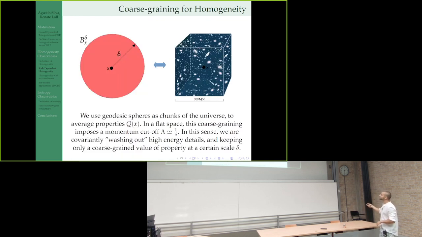So, as I said, we want to do this covariantly and using the only two tools we have. So our chunks of the universe, if you have an emergent universe like in CDT, is going to be a geodesic sphere. So we pick a scale, which is going to be the radius of this geodesic sphere. We pick a property, which we will call Q of x. It's a local property. It can be the scalar curvature. It can be the temperature. It can be a scalar field, whatever. And then you coarse grain this property in this chunk of your universe, which is going to be a geodesic ball. And you will compare this geodesic ball in a certain way with different regions of spacetime.